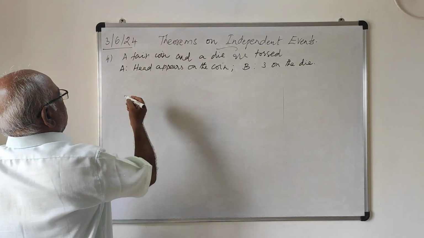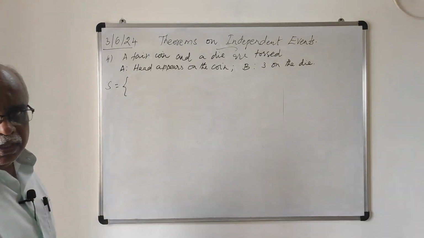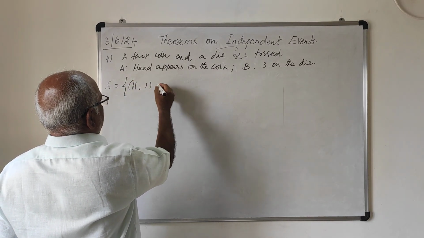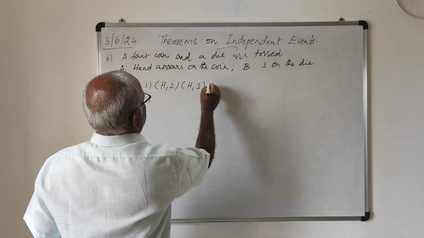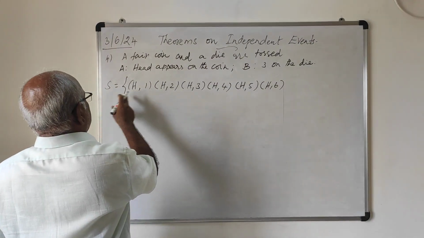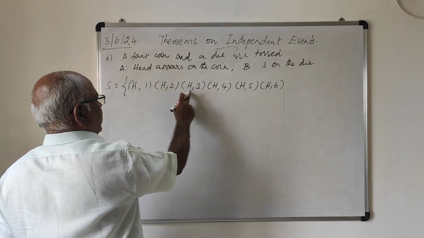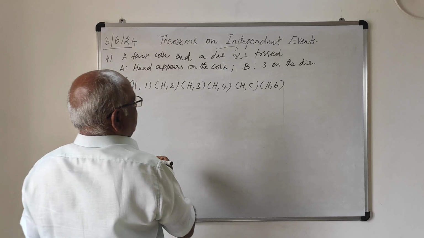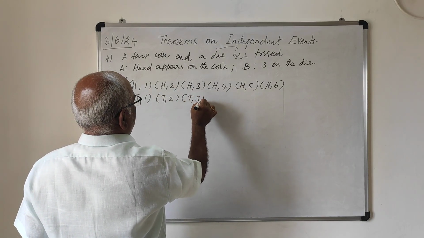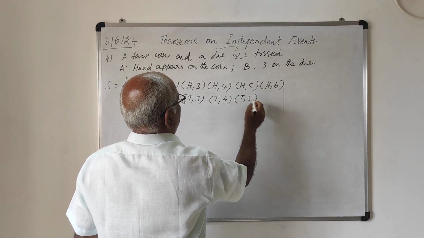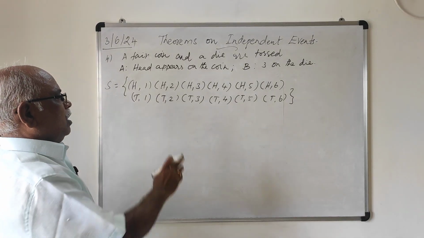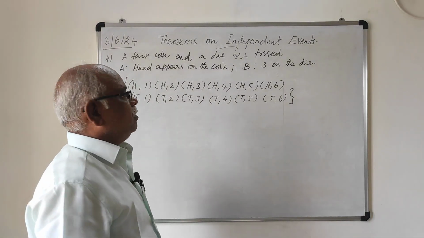That's our problem. The sample space, if you toss both the coin and the die simultaneously: if the coin shows H, the die shows 1, 2, 3, 4, 5, 6, so H1, H2, H3, H4, H5, H6. Similarly, tail shows T1, T2, T3, T4, T5, T6. These are the 12 outcomes in the sample space. Total outcomes in the sample space is 12.